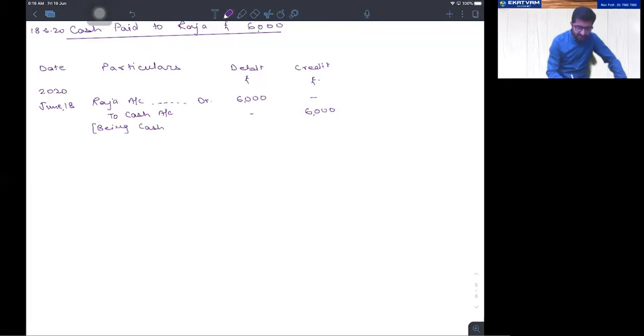Being cash paid against. Now, how do you write the narration in the examination? Based on the statement given to you in the examination, based on that only you have to decide how to write the narration. So here we understood how we record the journal entry.